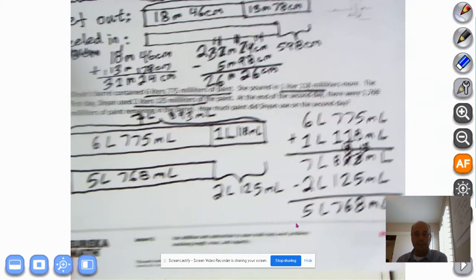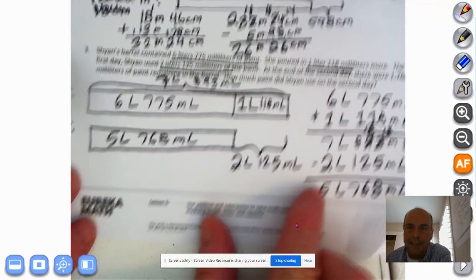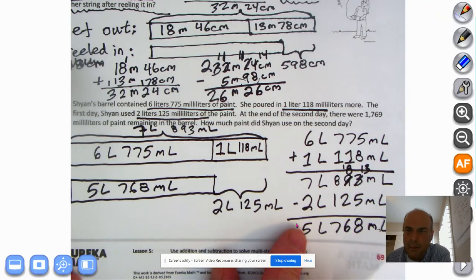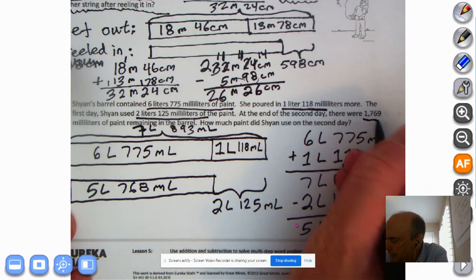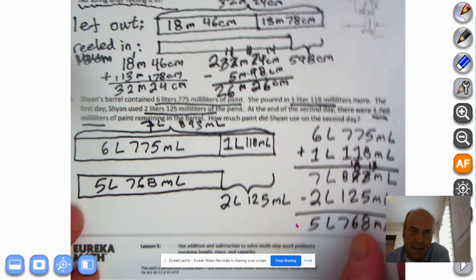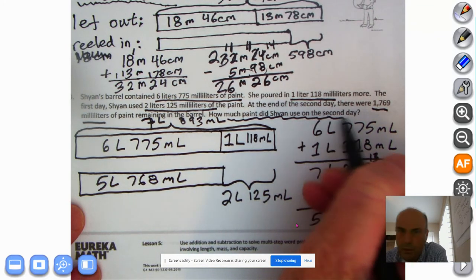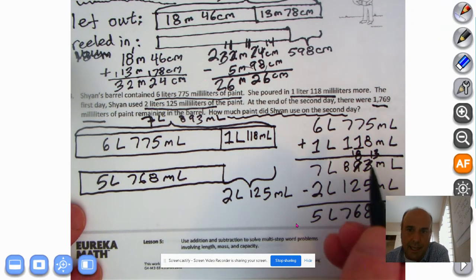See why Mr. Lega likes to use big pieces of paper for these math problems? Let's keep going. At the end of the second day, there was 1,769 milliliters of paint remaining in the barrel. So we need to find out how much paint she used on the second day.